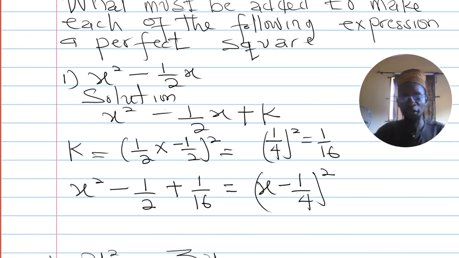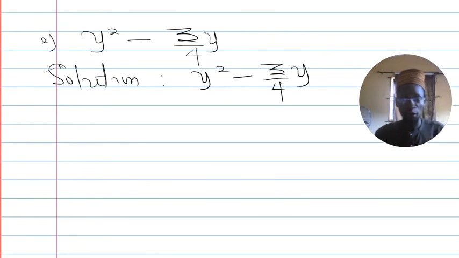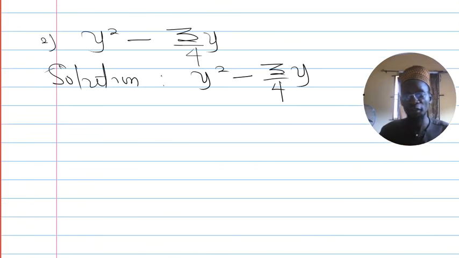Now question number 2. Let's look at question number 2 here. y squared minus 3y over 4. So what must be added here to make it a perfect square? Let me also add k, right? Here now we have, you can see, to get the value of k now, it's going to be what?